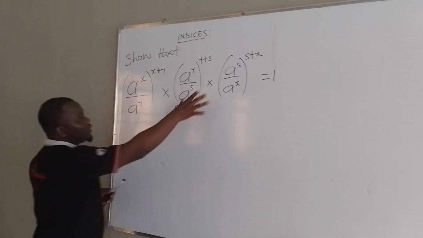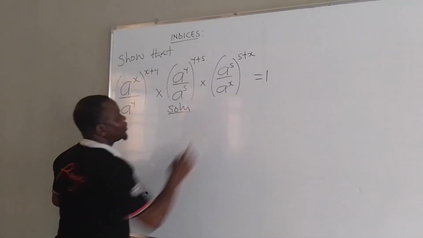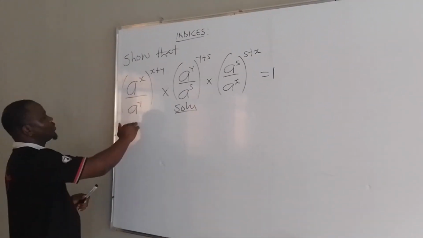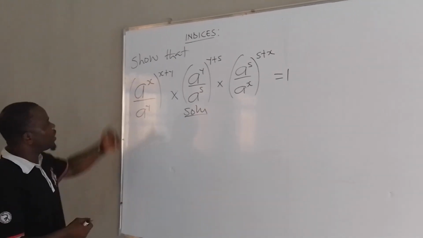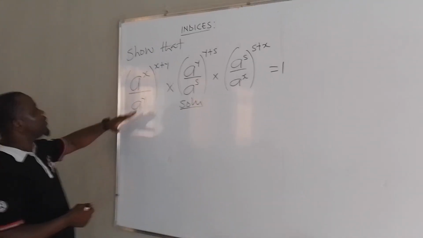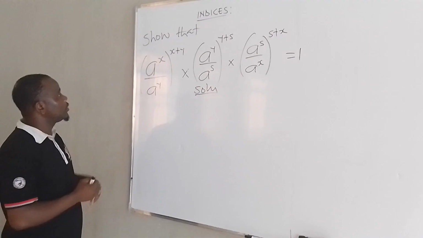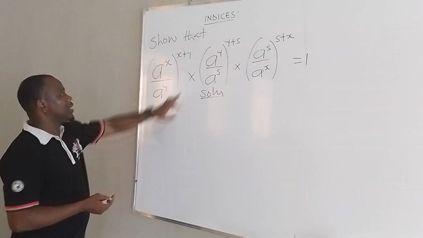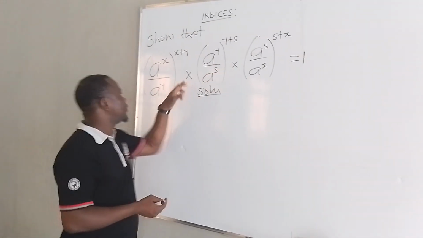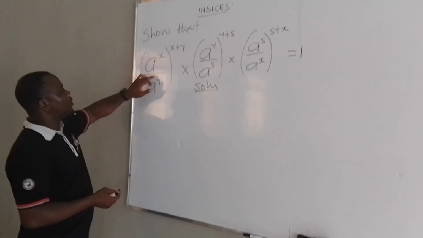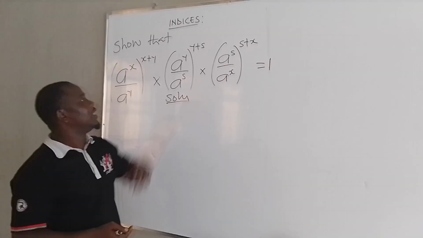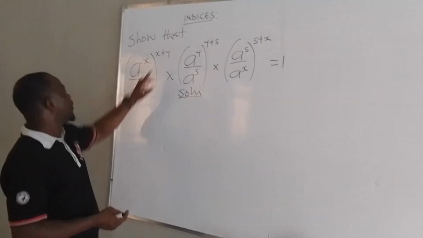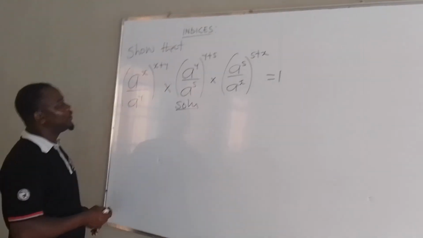Show that this left answer should be equal to the right answer. Simple as ABC. Look at this question. You discover that this question involves the three laws. True or false? It's true. It involves the multiplication law, look at it here. Look at the multiplication. It involves the division law. Look at division here. It involves the power law. Look at power, look at another power, look at it here. Are you following?